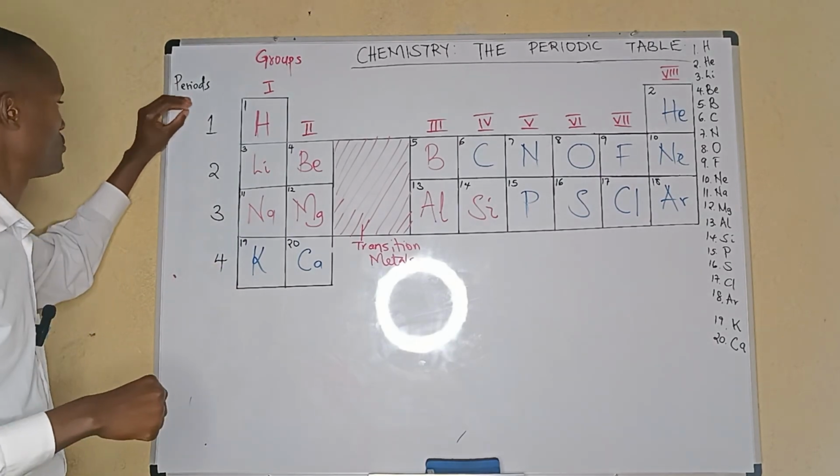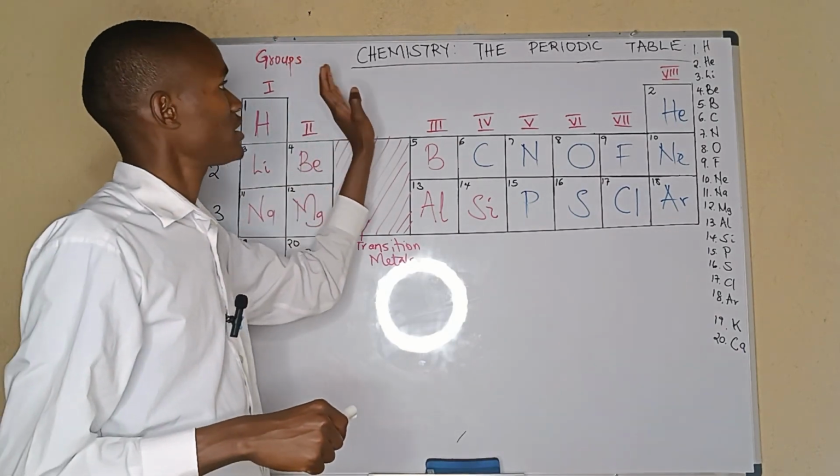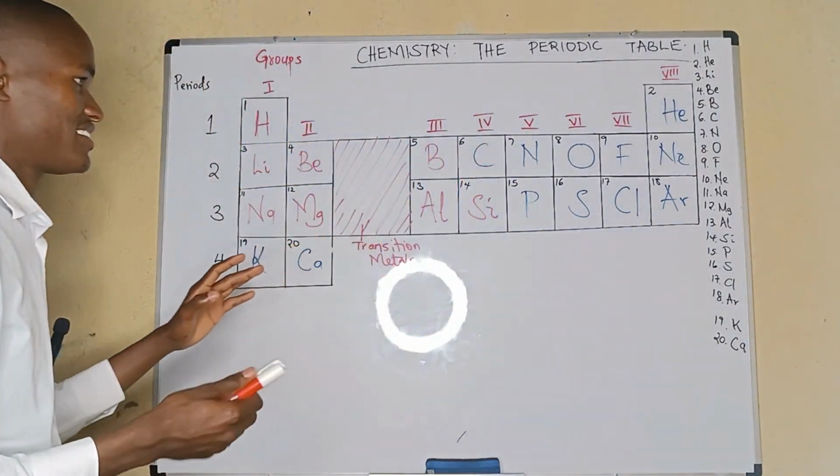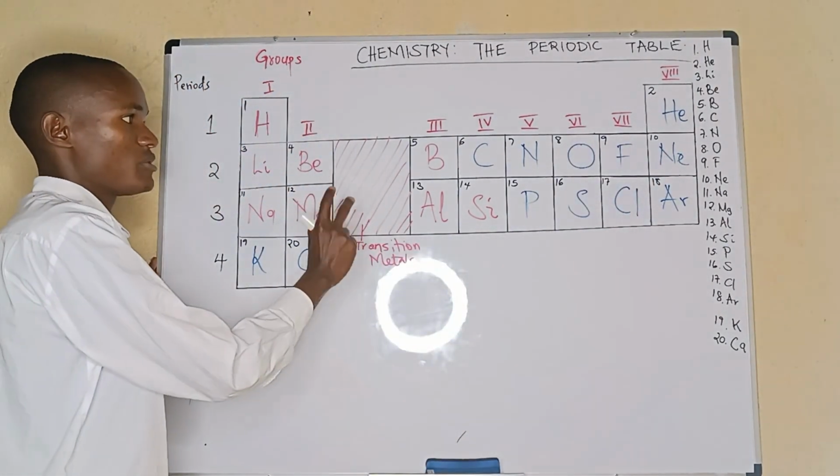So we have just seen what periods are, from period 1 to period 4. We have seen what groups are, from group 1 to group 8. And as I said, it's important to know the elements from number 1 up to number 20 so that you can know how to map them here.